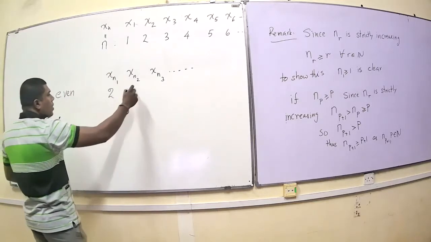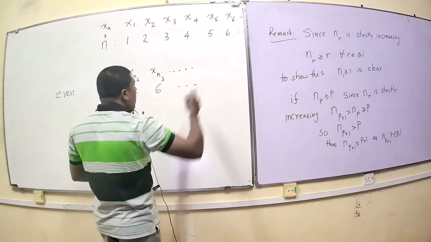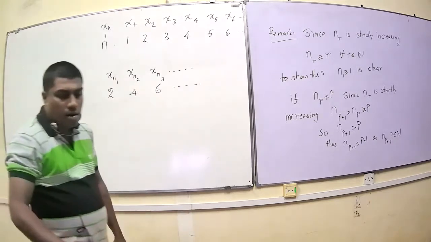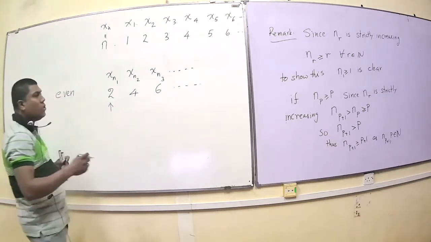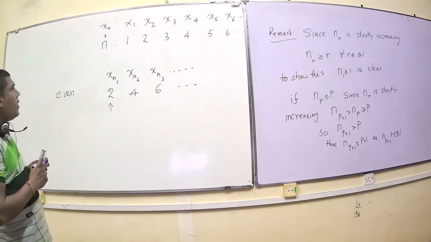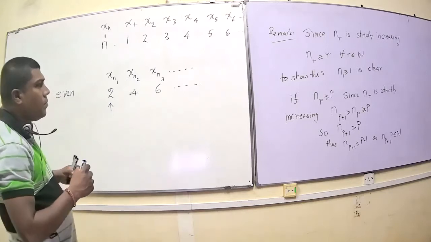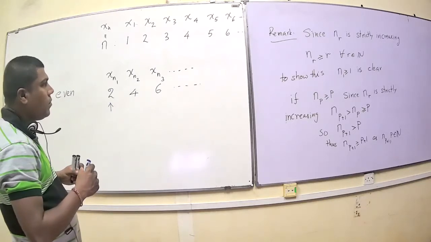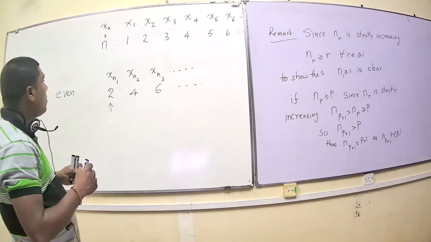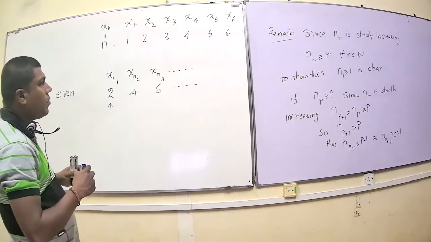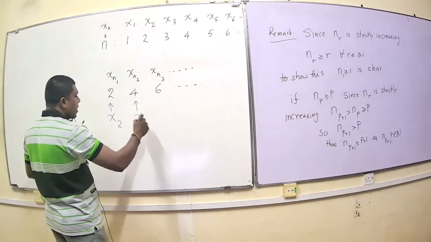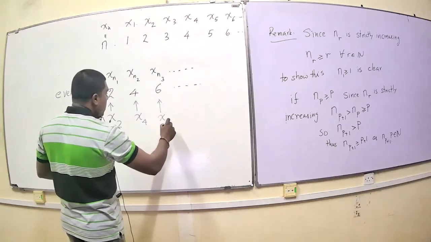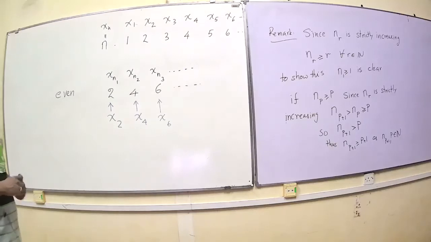So even numbers. I will start with 2, I'll start with 4, I'll start with 6, and I will continue like this, right? But in the original sequence, you can say that this is your x2, this is your x4, this is your x6. So that is what you have in your original sequence.